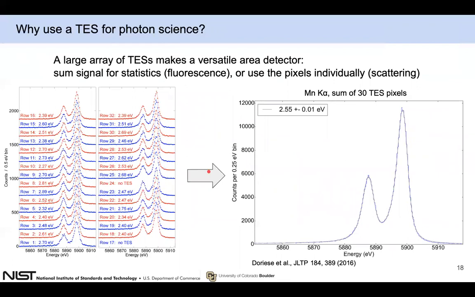So that makes a TES array a very versatile area detector. You can sum the signals from each pixel for higher statistics, for example, in an X-ray fluorescence measurement, or you can use the pixels individually. For example, each pixel would measure a different scattering angle in an X-ray scattering experiment.